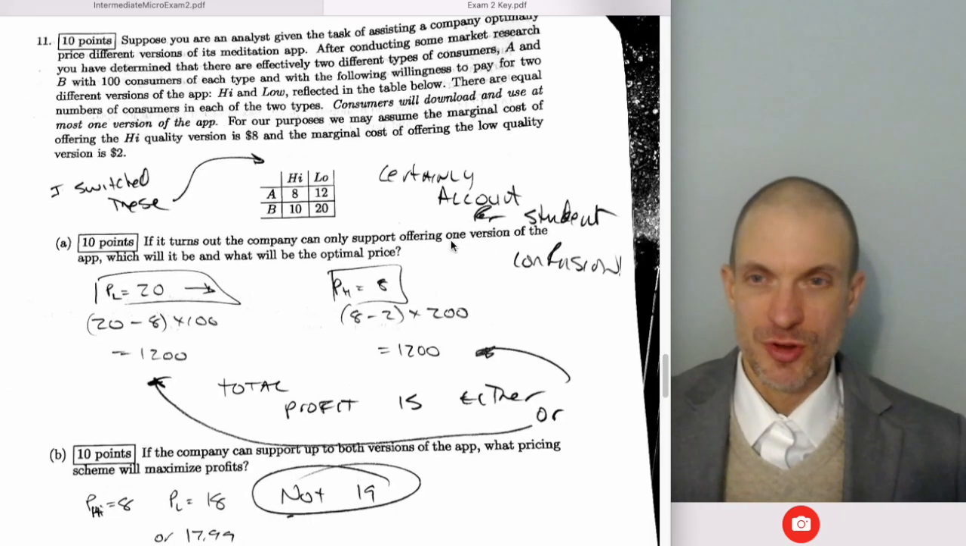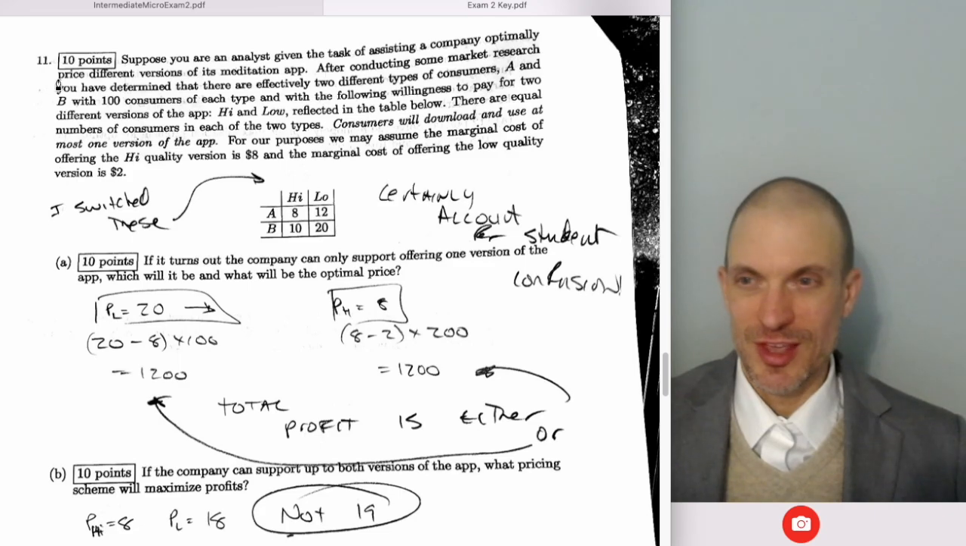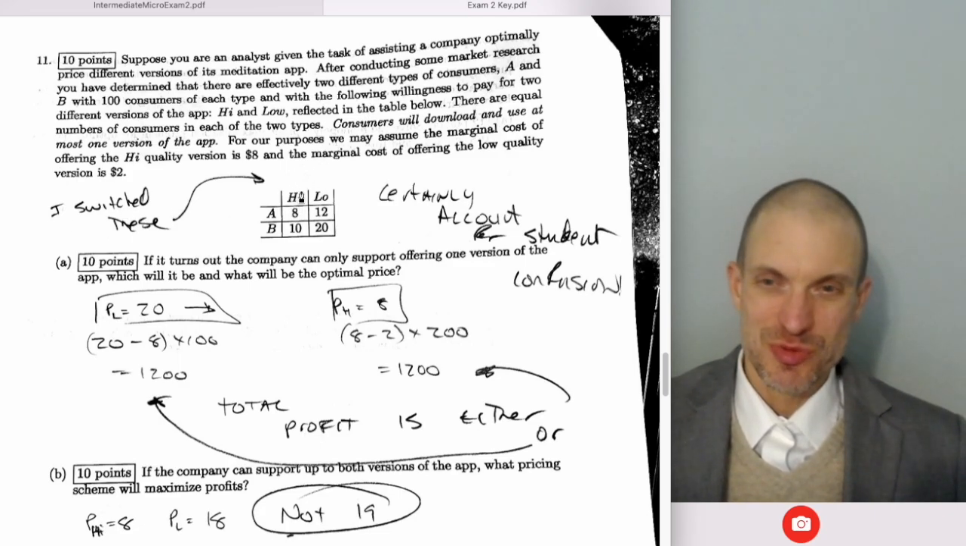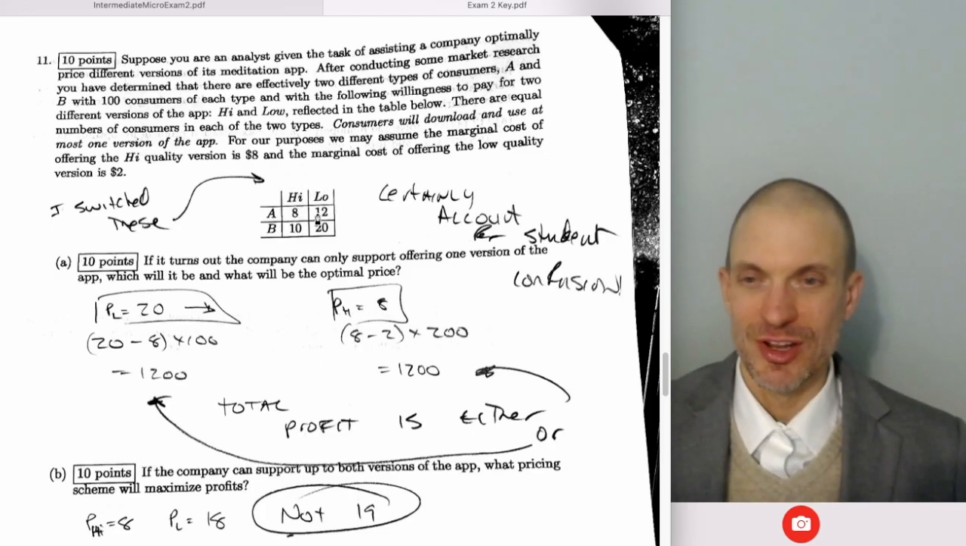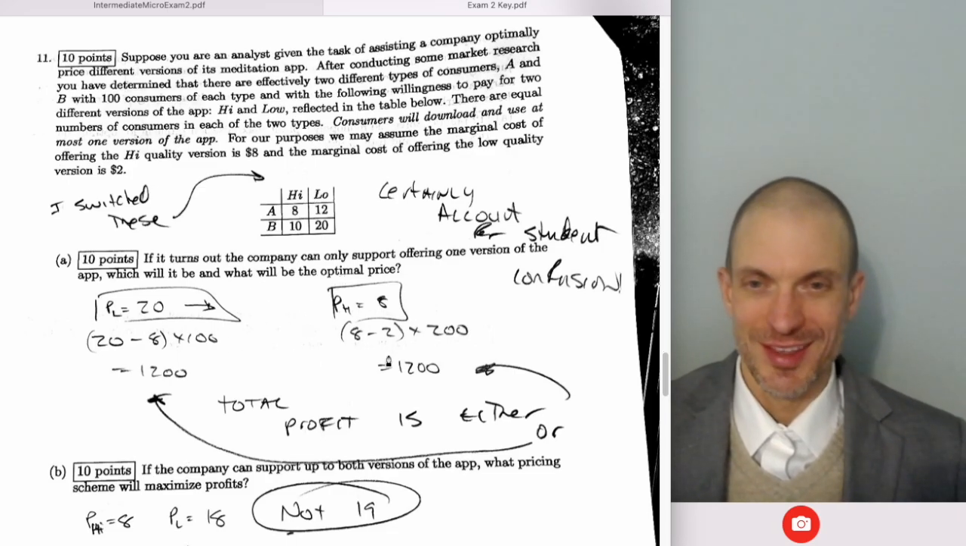2 more. So suppose we're an analyst. We have the problem of assisting optimally pricing different versions of this app. I accidentally switched what was high and which was low. I mean, according to how I priced this, this should be low and then this should be high. Fine. I'm just going to use the labels that are on here and then that way it'll be internally consistent.